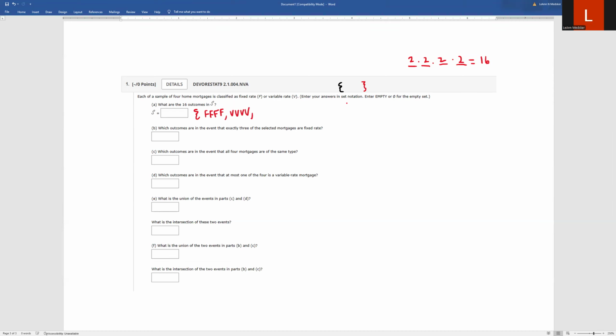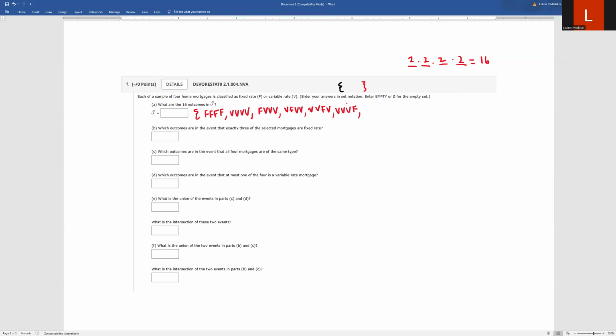We could have cases where we have just one F and all the rest are V's. And again, yours don't have to be in the same order as mine. We just have to get all the different possibilities. So you could have your F first, then 3 V's. The difference is that each mortgage is its own spot. So we could have V, F, V, V. So the V is in this first spot, and then the third and fourth, and the F is in the second spot. We could have V, V, then F, then V. And then we could have all 3 V's and then the F.